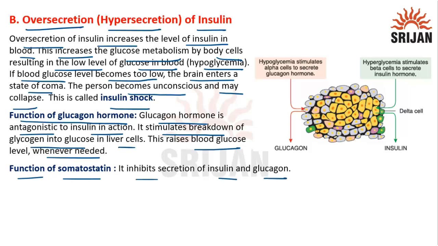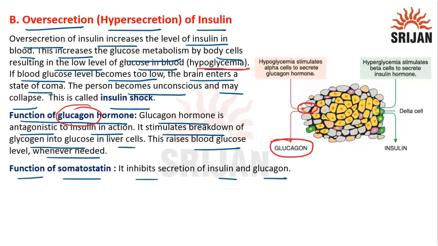In this diagram, we will see the antagonistic actions of glucagon and insulin. In case of hypoglycemia, there is less amount of glucose in blood, so the glycogen should be broken down into glucose, and that is done by glucagon hormone. So what happens? The alpha cells are stimulated to secrete this glucagon.